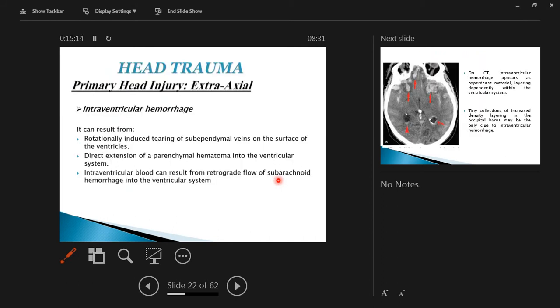Another entity of the extra-axial injuries is intraventricular hemorrhage. It may result from rotationally induced tearing of the subependymal veins on the surface of the ventricle, or direct extension of the parenchymal hematoma into the ventricular system, or intraventricular blood can result from retrograde flow of subarachnoid hemorrhage.